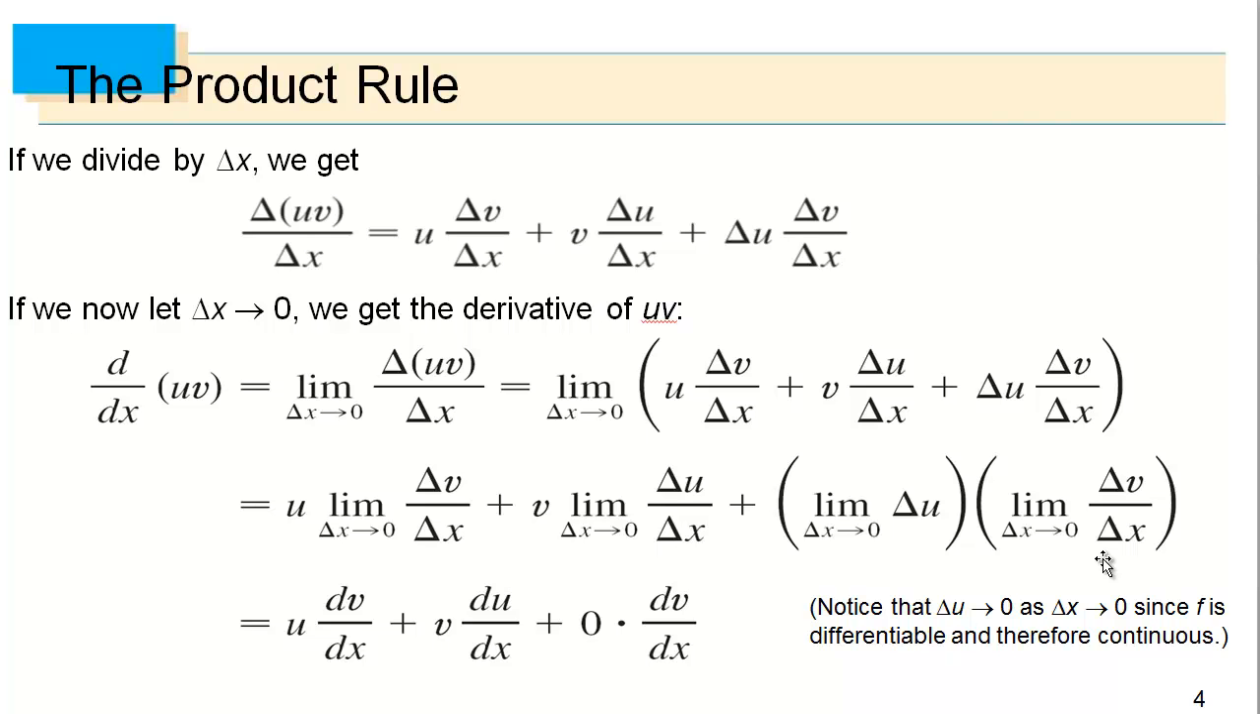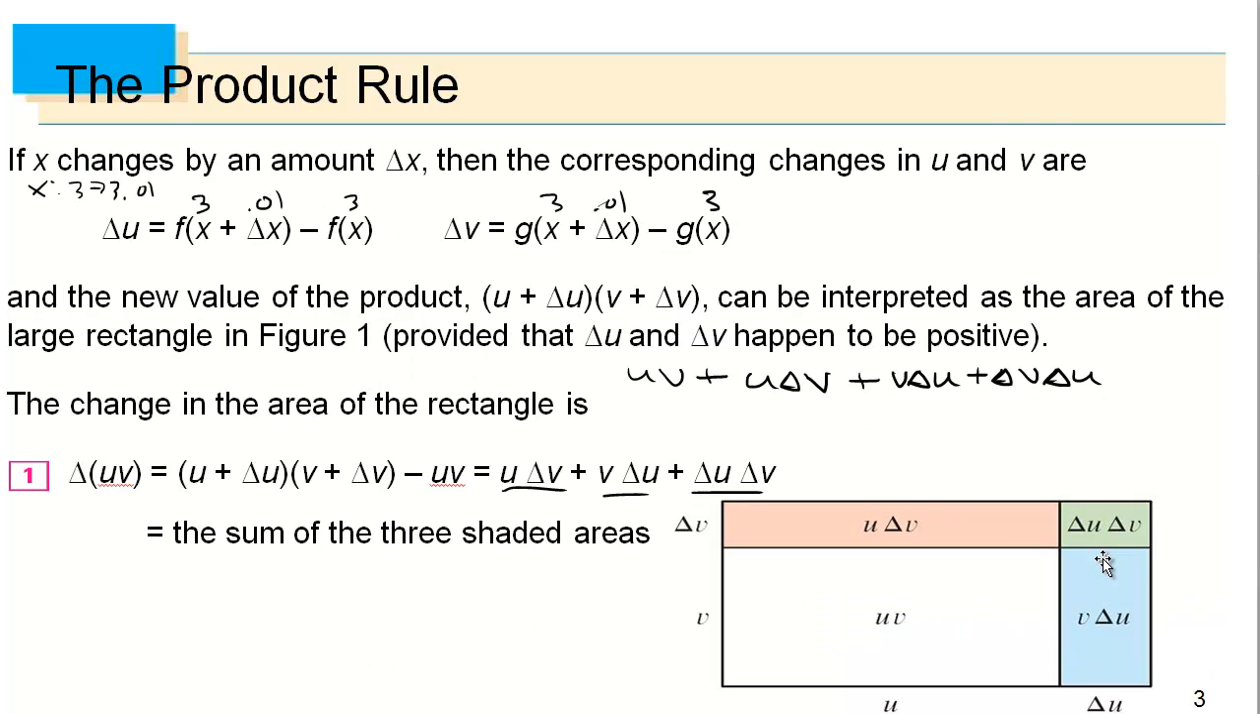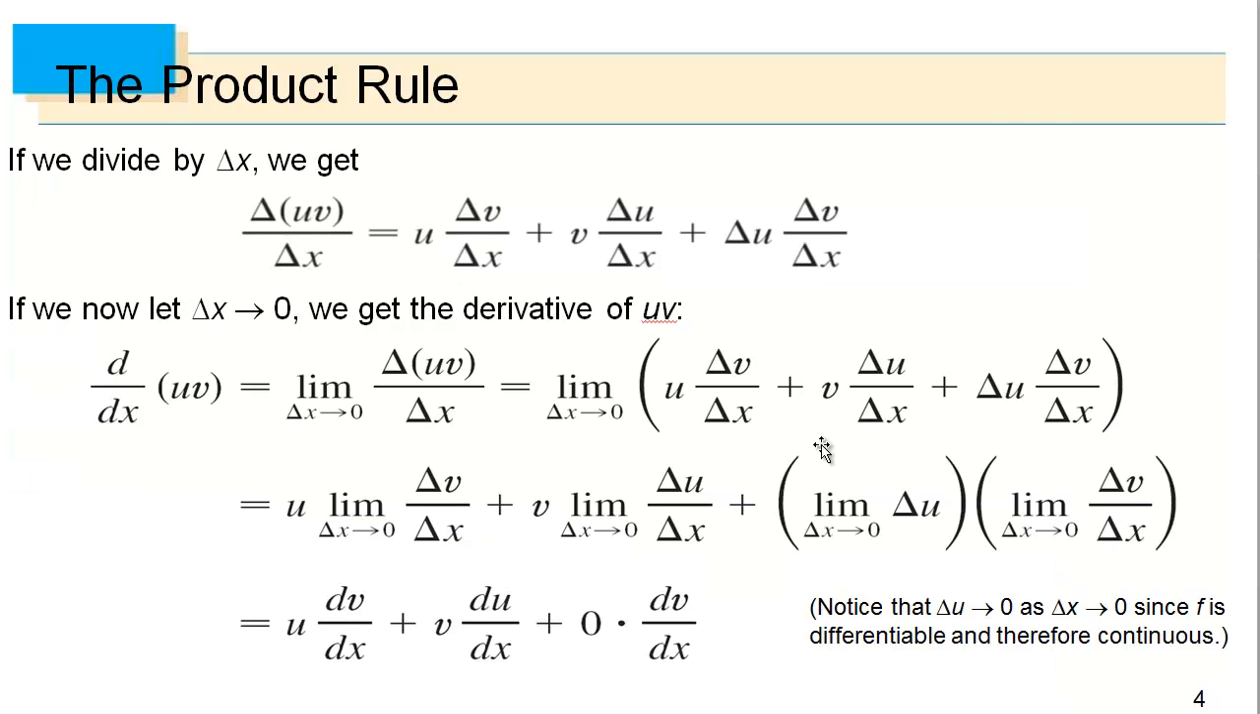Okay, if we divide everything by the change in x, so remind yourself, we're taking this big thing and dividing by the change in x. So we now have the change in uv over the change in x equals u change in v over change in x, v change in u over change in x, and then change in u change in v over change in x. And this last piece, you could have put it under either of them. It could have been change in v times change in u over change in x. Doesn't really matter.